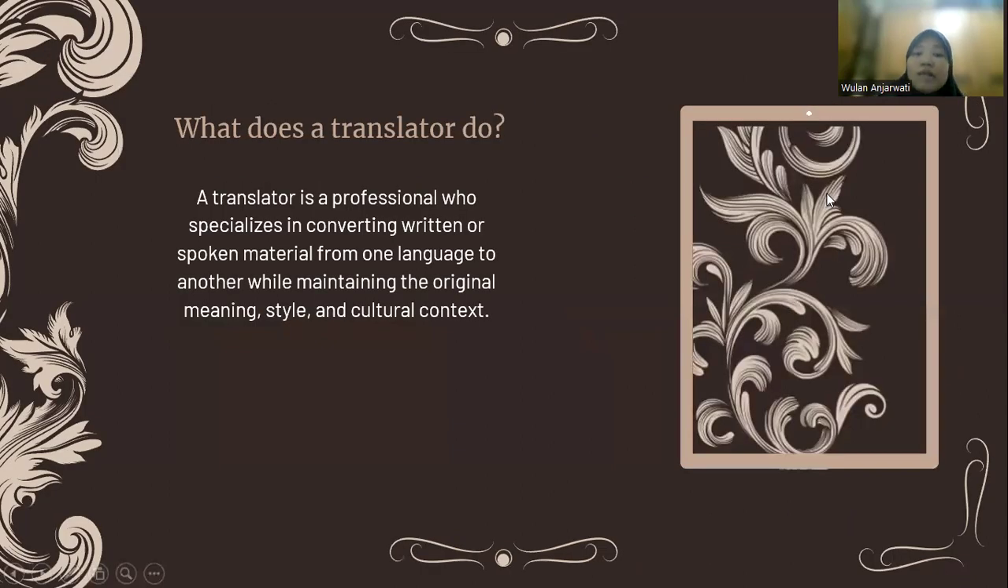Next, there is what does a translator do? So, a translator is a professional who specializes in converting written or spoken material from one language to another while maintaining the original meaning, style, and cultural context.